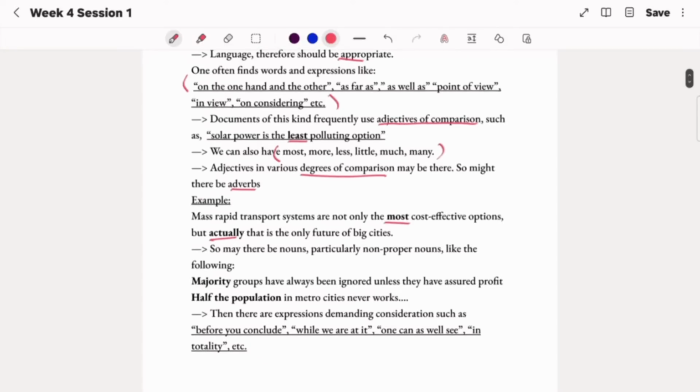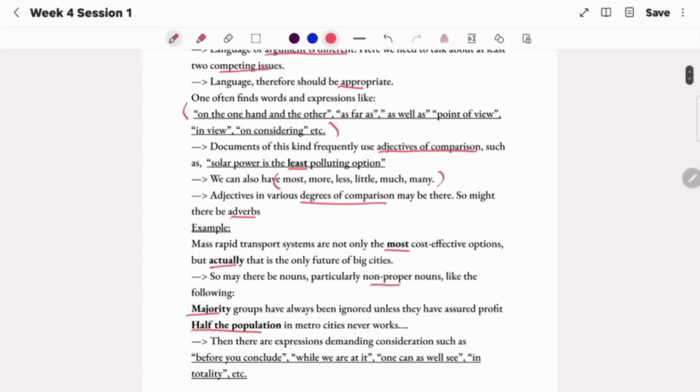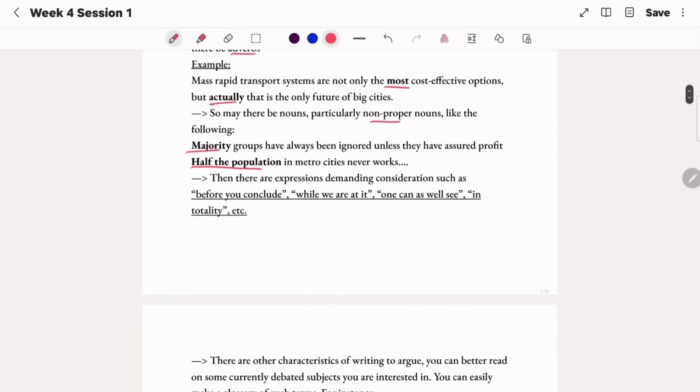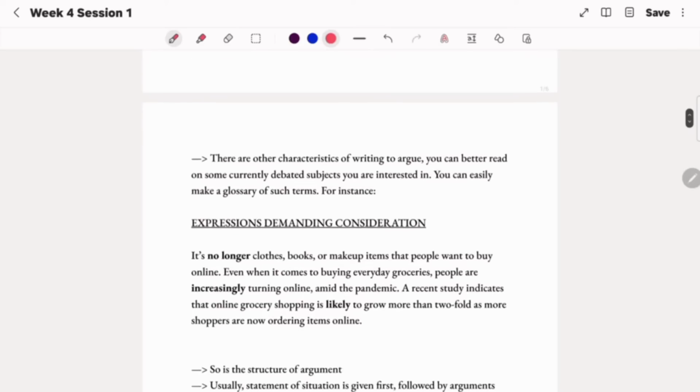There may also be nouns, particularly non-proper nouns like the following: majority groups that have always been ignored unless they have assured profit; half the population in metro cities never works. So non-proper nouns, adjectives, adverbs, all these are used. Then there are expressions demanding consideration such as "before you conclude", "one can as well see", etc. And these are some characteristics of writing to argue.